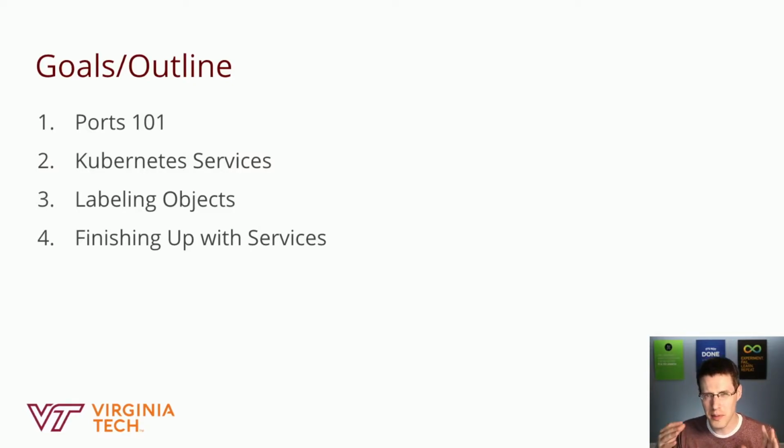So first off, I'm going to talk about ports in general a little bit, what ports are, how they work, and everything, because that fundamental foundation will be important to us as we talk about containers and networking and all that kind of stuff. But again, we're not going to get super deep into it. Then we'll start talking about Kubernetes services. We'll take a quick sidebar and talk about labeling objects, and then finally we'll finish up with some additional things about services that I just don't get to in the first section.